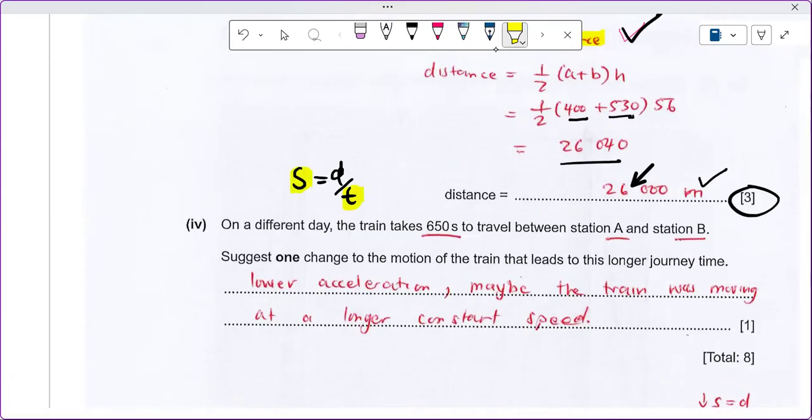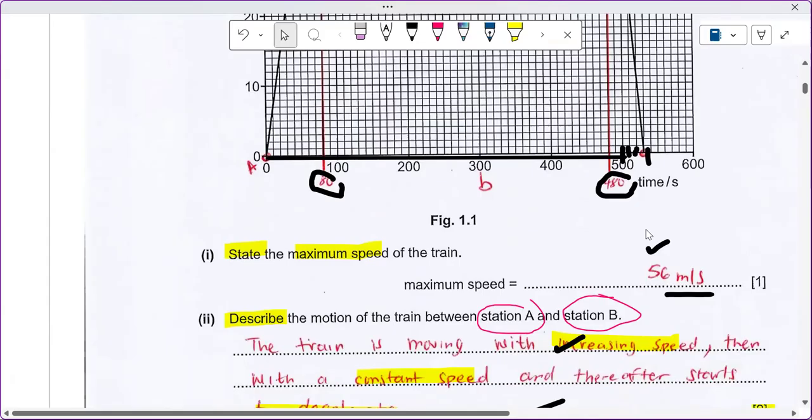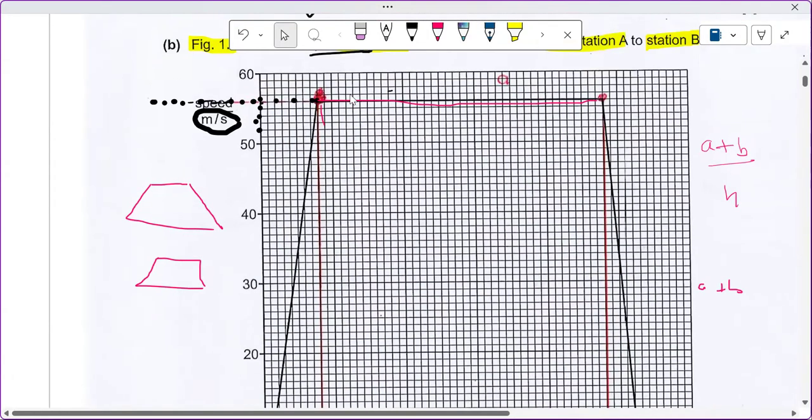So they told you on a different day, the train takes 650 seconds to travel between station A and station B. Suggest one change to the motion of the train that leads to a longer journey. I mean, it's the same journey, but on a different day, it takes longer, as opposed to the 530 seconds it took at first. Now, if I look at this graph, there's only one way it could possibly also take longer. If it was traveling at a longer constant speed, then it will take long for it to go there.